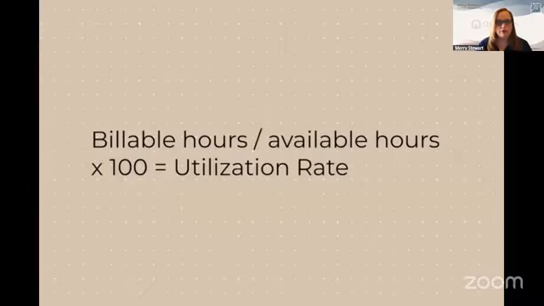So quite simply, the way you're going to calculate it is you take your billable hours, divide that by your available hours, and then multiply that by 100, and that's going to give you a utilization rate percentage. That's really what you're looking for. So that's the key point there. Again, I wanted to just give you a quick visual. Let me just remove that now.